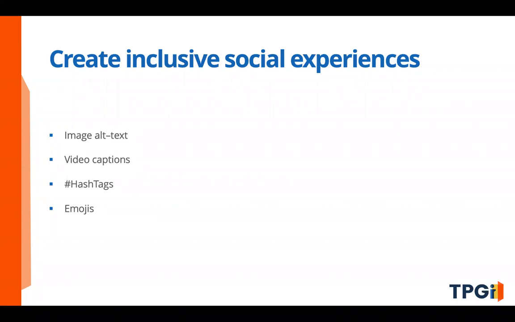And a lot of the social platforms over the past couple of years have actually been releasing accessibility features to allow marketers and anyone posting content to make it more inclusive and provide accessible experiences. So when you go to post an image, make sure that you're describing what that image is through the alt text. And similarly, if you're releasing some video content, make sure that you're providing video captions so that everyone can experience this and enjoy your content.